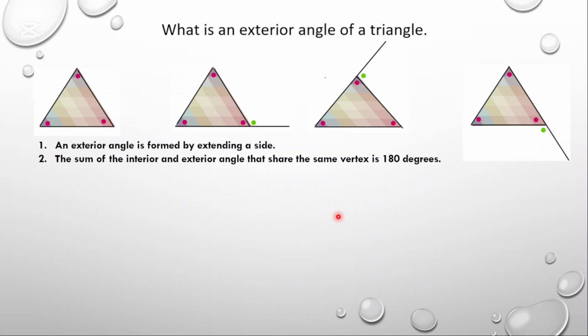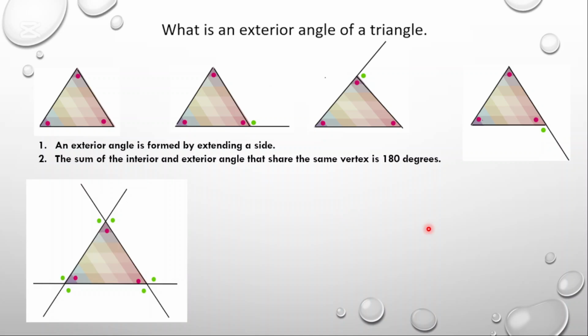Now the sum of the interior and the exterior angle that share the same vertex is 180 degrees. These two, they add up to 180. That two add up to 180, and that two. They all share the same vertex. They're on a straight line.